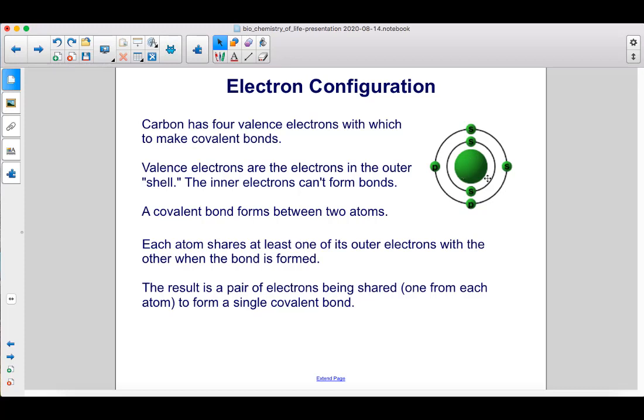A covalent bond forms between 2 atoms. Each atom shares at least one of its outer electrons with the other when the bond is formed. The result is a pair of electrons being shared, one from each atom, to form a single covalent bond.